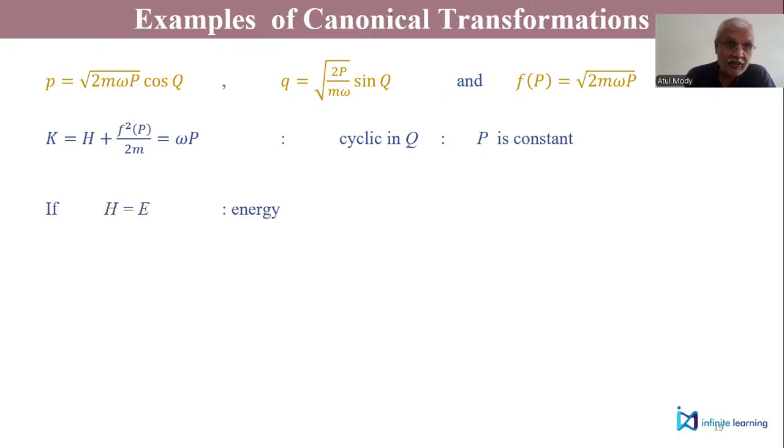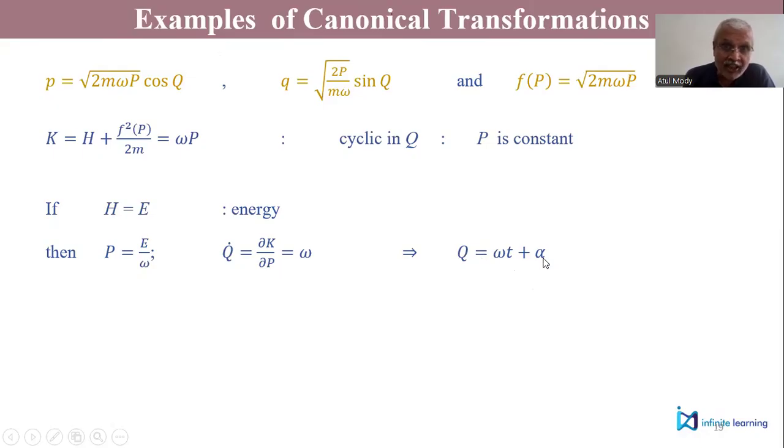All right. If your H represents total energy, then your new momentum p is E divided by omega, and the new coordinate derivative is dou K by dou p. In this case, K is omega p, so this will become simply omega. And then if you take the integral, q will be omega t plus alpha.